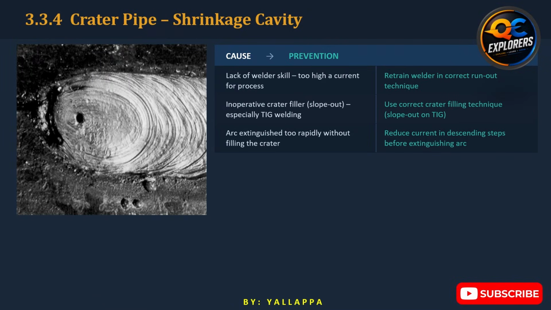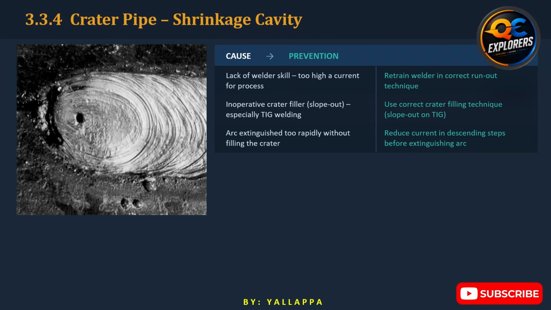A crater pipe is a shrinkage cavity that forms at the end of a weld run. When welding is stopped, the molten weld pool begins to solidify and contract. If the arc is extinguished suddenly without allowing the crater to fill correctly, the contraction can produce a conical cavity. This is called crater pipe. The important examination distinction is that crater pipe is a shrinkage cavity, not a gas cavity.